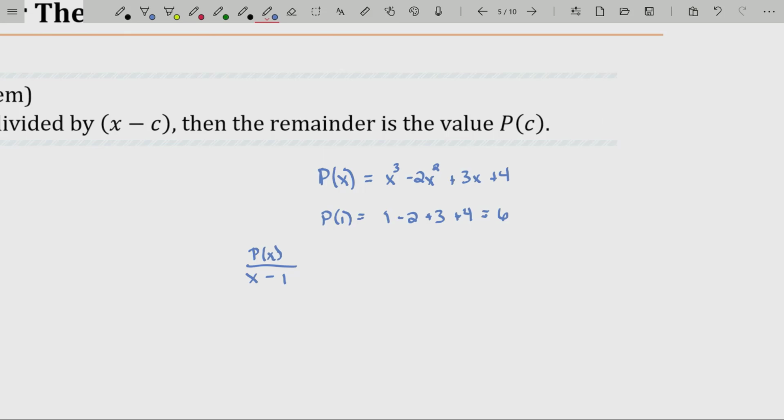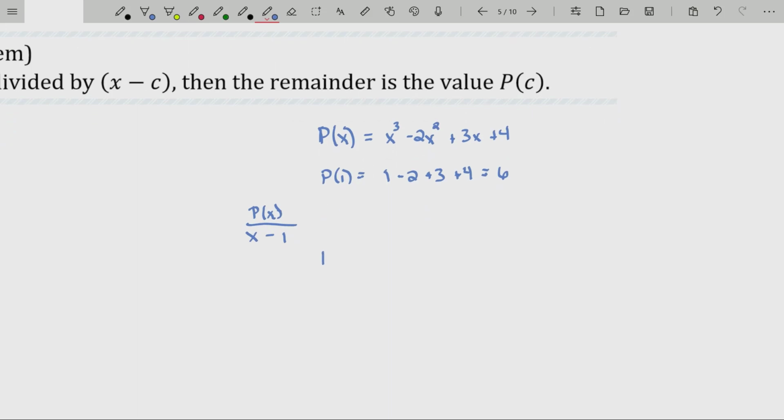We know from the last video that if you want to divide by the linear factor x minus 1, you can always use synthetic division, where in this little spot here, we put the 1. I'll put the coefficients here: 1x cubed minus 2x squared plus 3x to the first plus 4. You bring down the 1. 1 times 1 is 1. Negative 2 plus 1 is negative 1. 1 times negative 1 is negative 1. 3 plus a negative 1 is 2. 1 times 2 is 2. 4 plus 2 is 6.